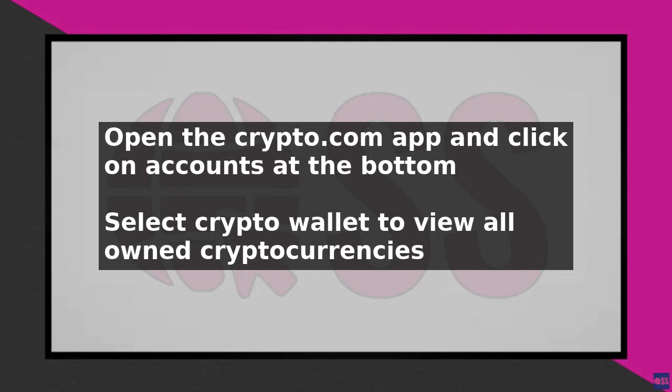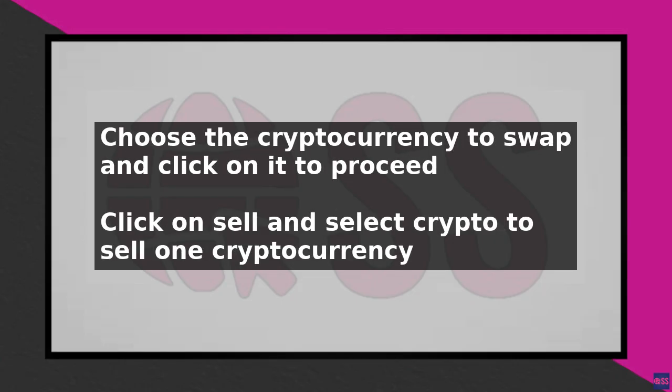To swap cryptocurrencies on Crypto.com, start by opening the app and clicking on Accounts at the bottom. From there, select Crypto Wallet to view all the cryptocurrencies you currently own. Choose the cryptocurrency you want to swap, such as Tether or USDT, and click on it.